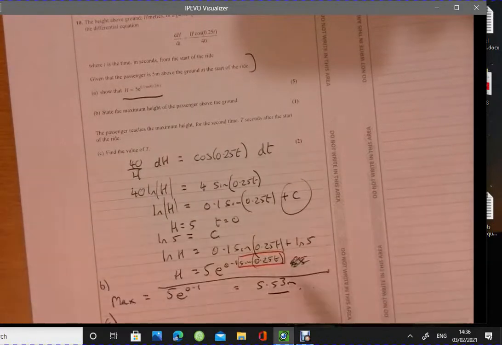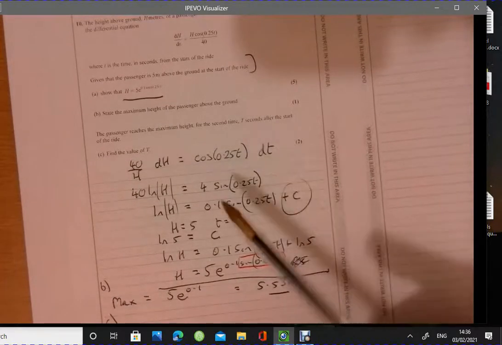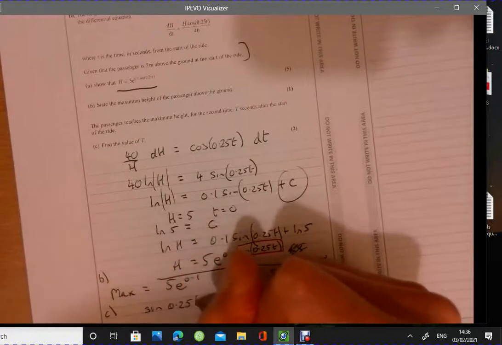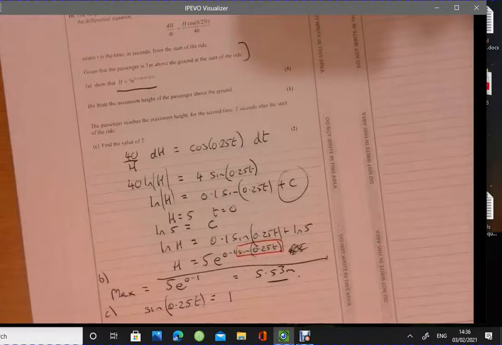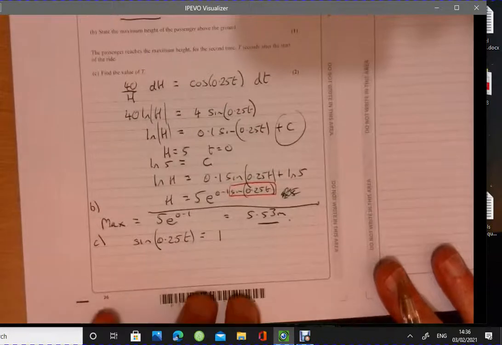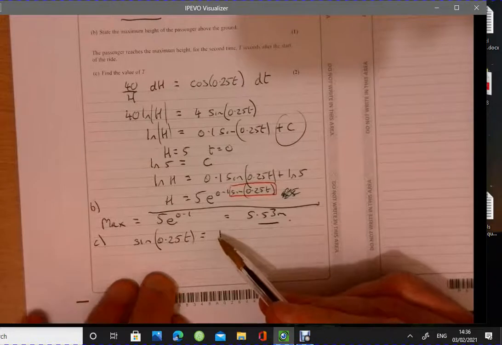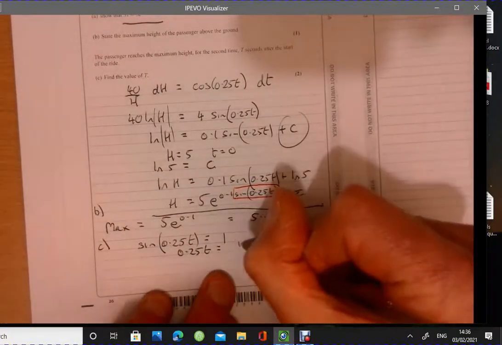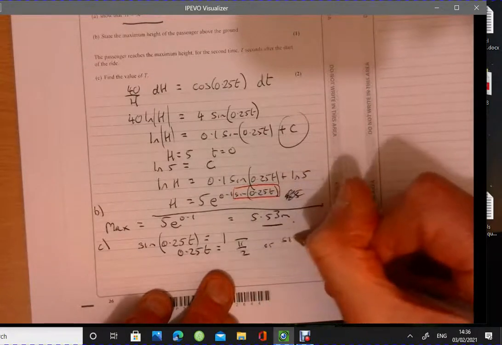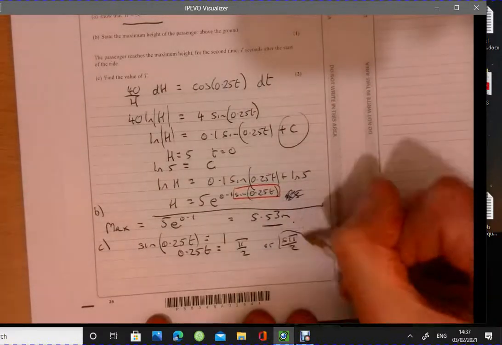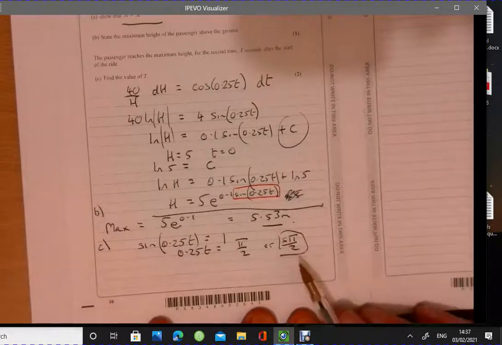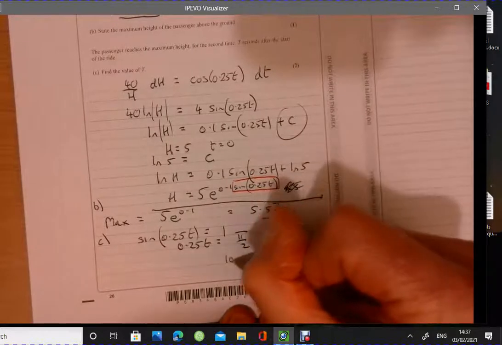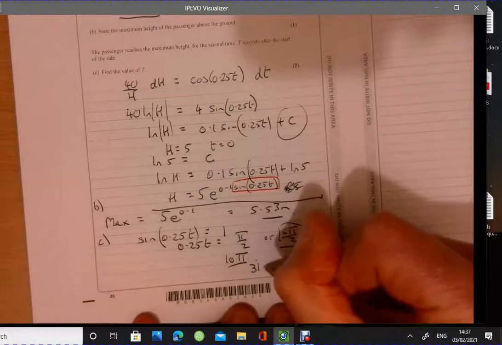Part C. It says the passenger reaches the maximum height for a second time, t seconds after the start of the ride. So again, it's all to do with this idea here. When is the maximum going to be achieved? It's going to be when this bit equals 1. So if we take the inverse sine of both sides, we find that 0.25t is equal to pi over 2, or maybe 5 pi over 2, because remember we're interested in the second occasion that this happens. And 0.25t, so if I multiply this by 4, that gives me 20 pi over 2, so that's equal to 10 pi, or if you prefer, 31.4 seconds.